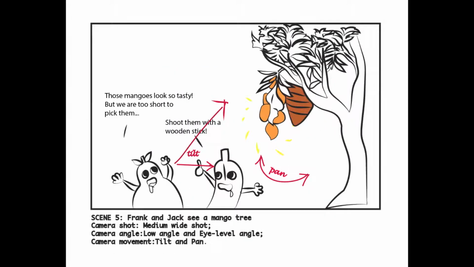Scene 5 is the continuation of the dream scene. In this scene, the camera shot would be medium wide shot, camera angle would be eye level and low angle, camera movement would be tilt and pan.